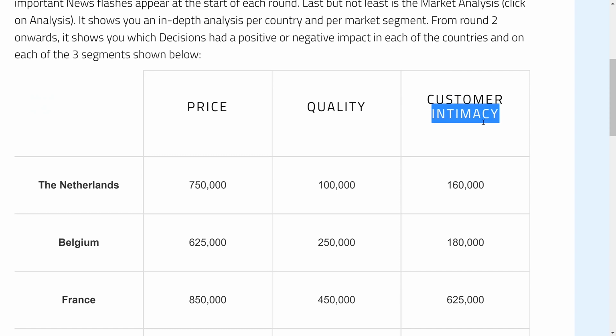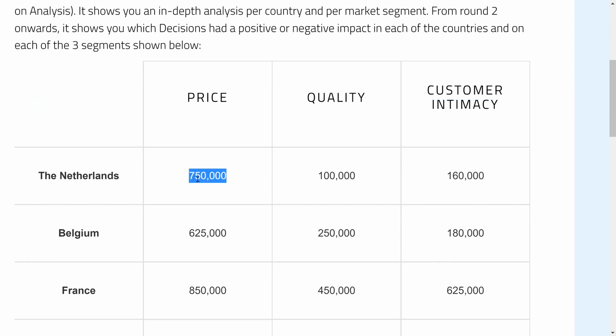But of course, these customers also have things they find really important. Customer intimacy segment, they really care about social responsibility. A company that cares not only about profit, but also about its employees, about society and environment around it. So a company that's trying to build a long-lasting relationship with the customer.